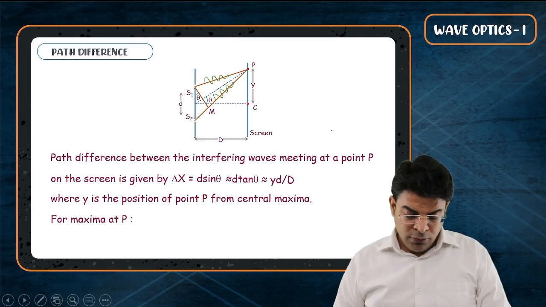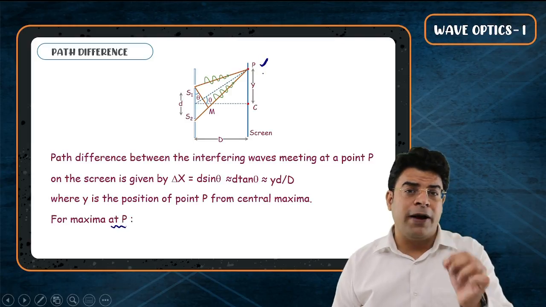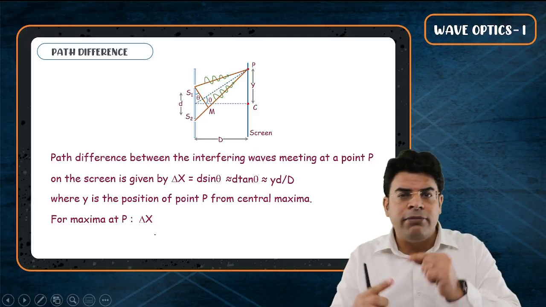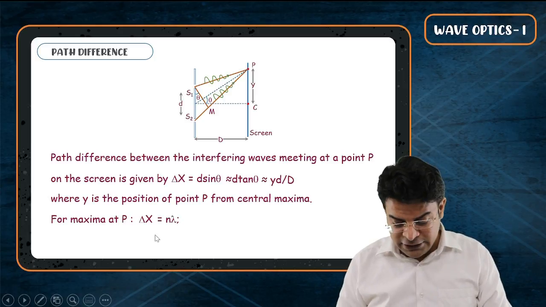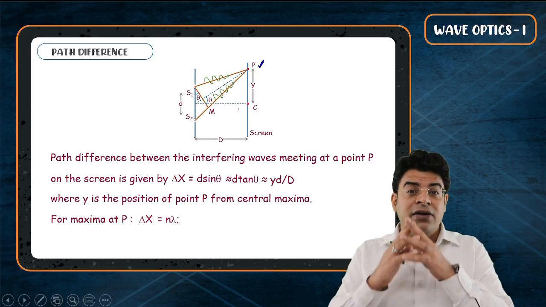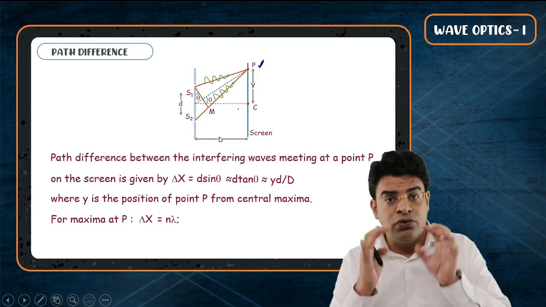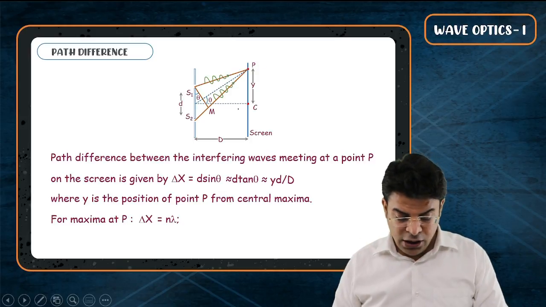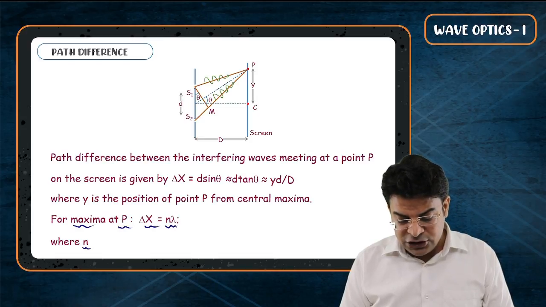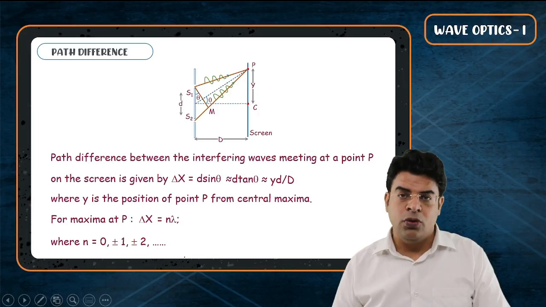Now bacho, moving on. For maxima at this point, if you want P to be bright, then the path difference has to be 0, lambda, 2 lambda, 3 lambda, 4 lambda and so on. So the path difference has to be n lambda. If you want this point P to be dark, then the path difference has to be lambda by 2, 3 lambda by 2, 5 lambda by 2. You must remember all these things. Now bacho, for maxima at P, the path difference has to be n lambda, where n can be 0, 1, 2, 3 and so on.